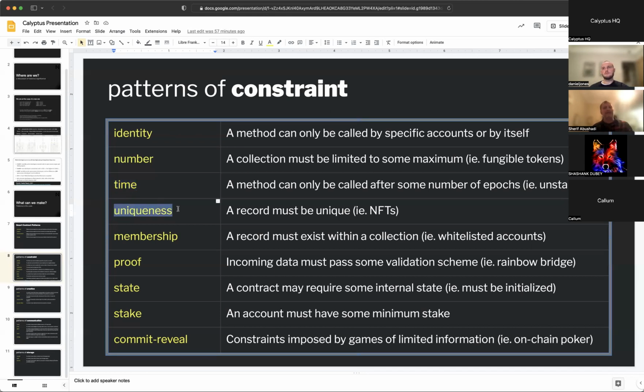Certainly uniqueness, with regards to NFTs, you can make sure that a record is unique. If you're curious, what is an NFT? A lot of people ask this. What is an NFT?